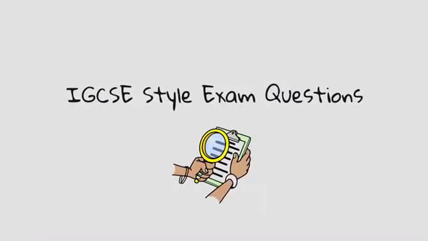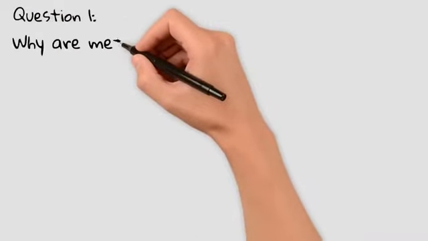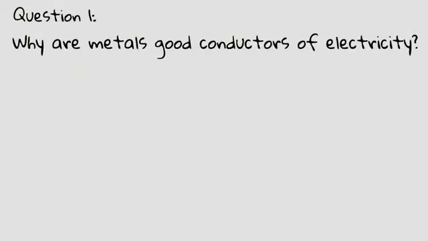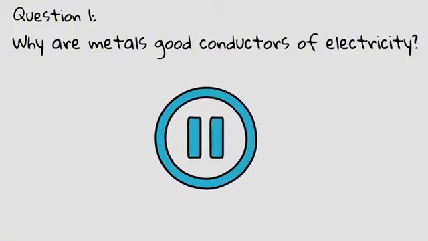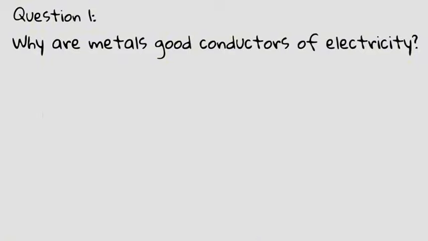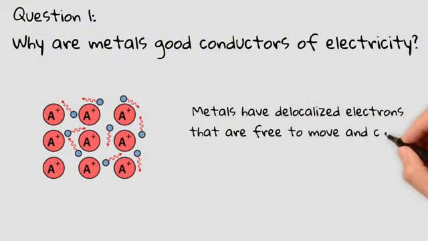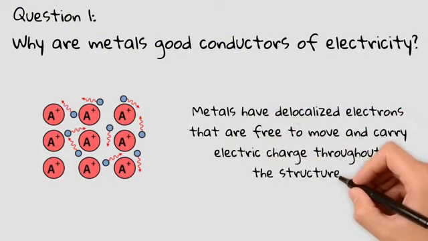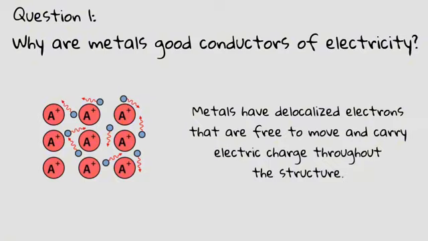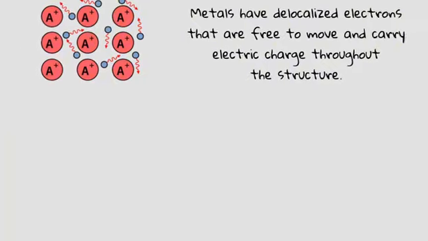Now, let's test your understanding with 2 IGCSE style exam questions. Question 1. Why are metals good conductors of electricity? Pause the video and give it a try. The answer is metals have delocalized electrons that are free to move and can carry electric charge throughout the structure. These electrons allow electricity to pass through easily.